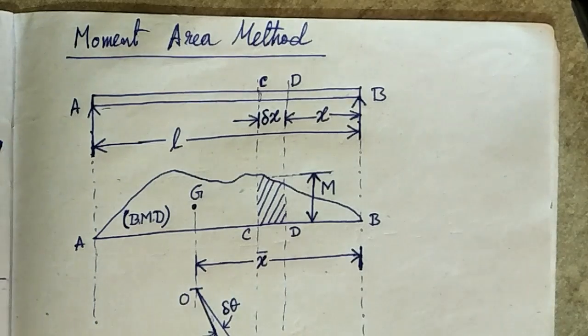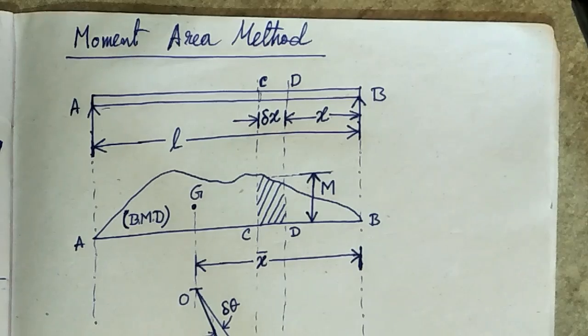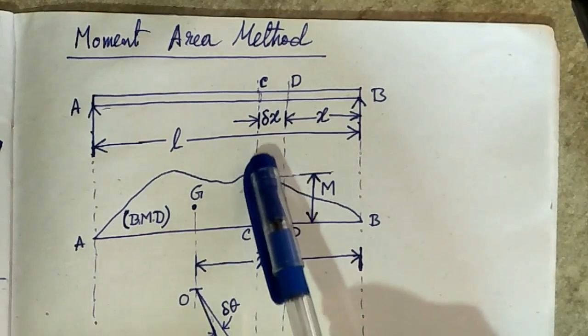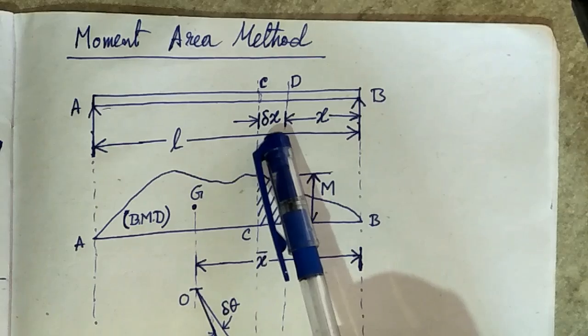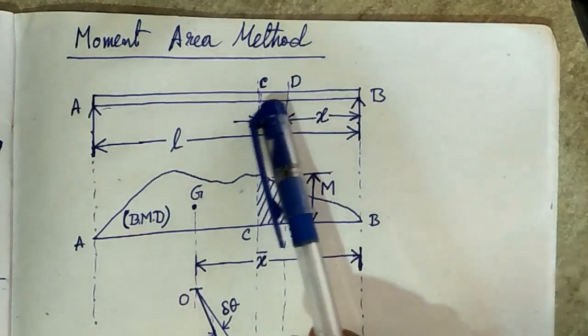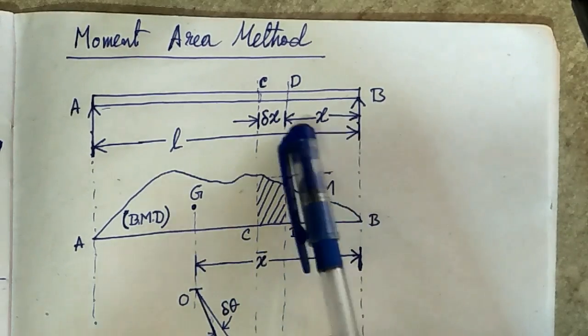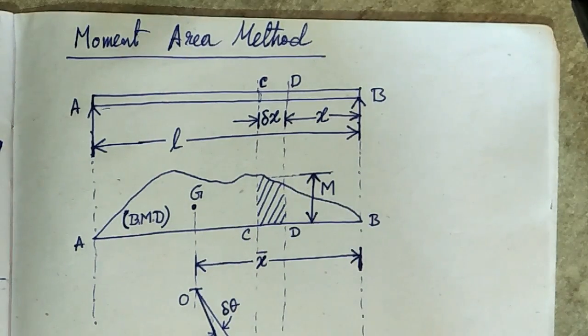As shown in this figure, AB is a simply supported beam of length L, and I have taken a small elementary length, that is del x, from C to D. This is the elementary length at a distance x from the point B.